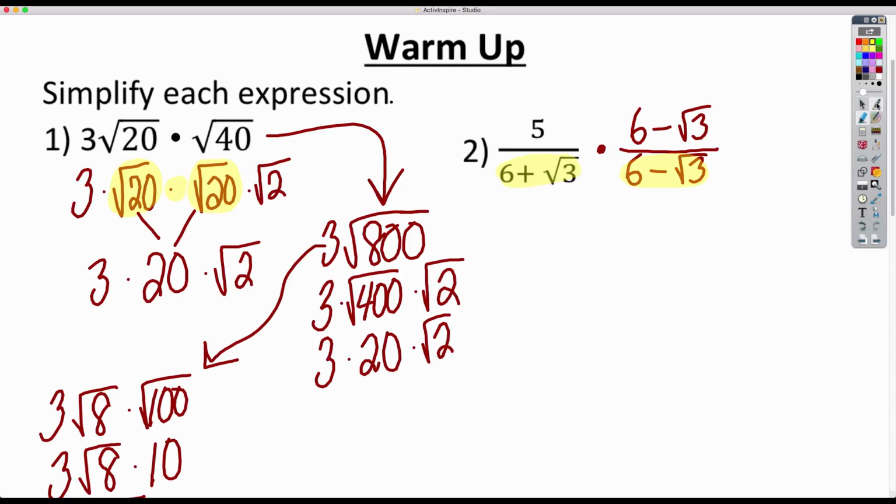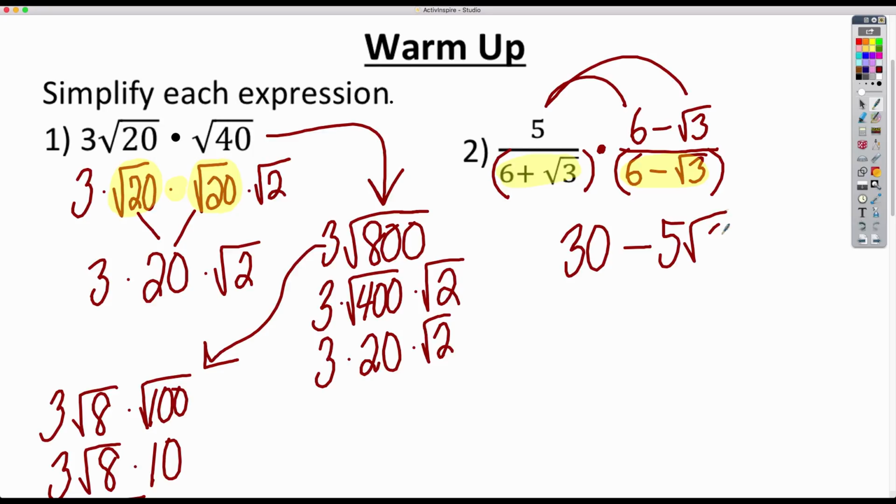And when you FOIL it, however you like to do it, you get the square of the first number, the square of the second number, and then the middle terms cancel each other out. And in this case, you end up with a number. But you also have to distribute the top. 5 times 6 is 30. 5 times negative radical 3 is negative 5 radical 3. And now let's FOIL. 6 times 6 is 36. And then radical 3 times negative radical 3 is going to be negative 3. The middle terms cancel each other out. 36 minus 3 is 33. So I'll back up.